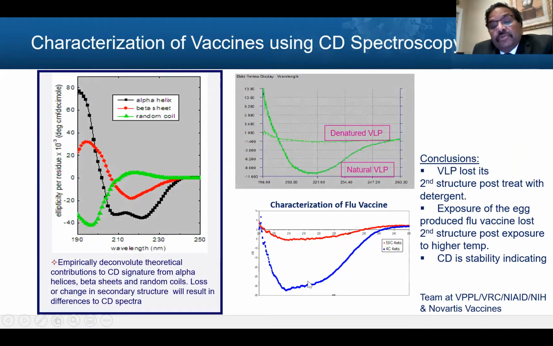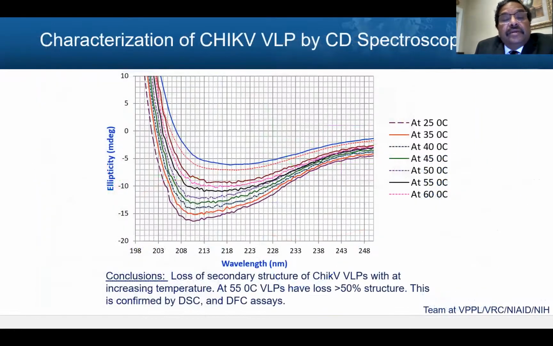This is the example that I'm showing you for the flu vaccine, and this is the work that the team has done at Novartis. Here are the 2 aspects. One, the vaccine is kept at 4 degrees, and here the protein is kept at 50 degrees. After 4 weeks at 4 degrees, it maintained its secondary structure, but after 4 weeks at 50 degrees, it lost its secondary structure. So it is stability indicating. It can be used for characterizing the vaccine, the protein, and also for stability determination.